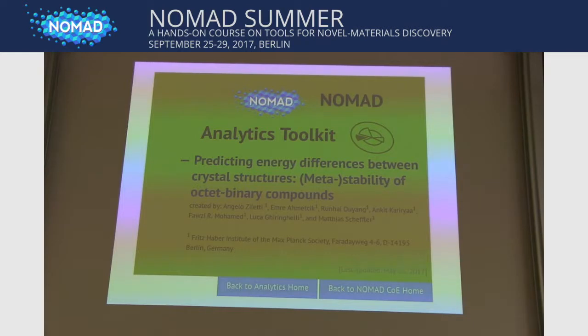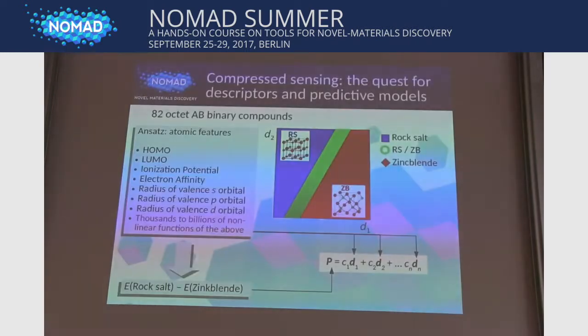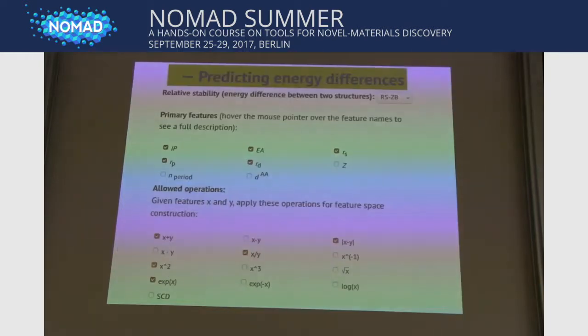Now, the first of these tutorials is this graphical user interface based one. It's also the very first that we made as a proof of concept. And it's basically using CISO in order to predict the relative stability between rock salt and zinc blende, but you can also choose other combinations. It predicts the stability between two different crystal structures for octet binaries, and it starts from the usual atomic features that are listed here. In any case, the interface looks like this.